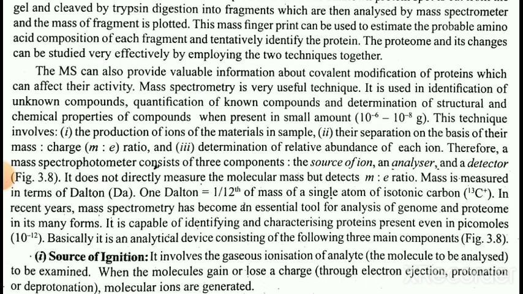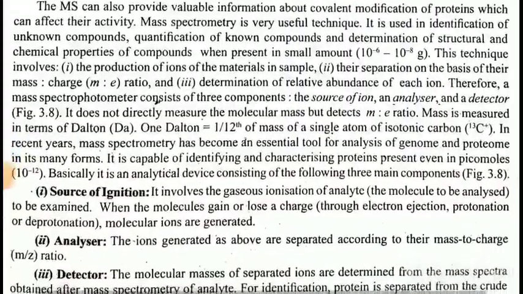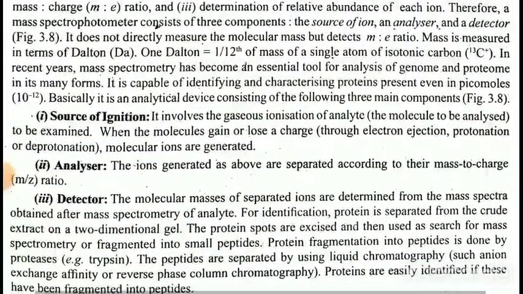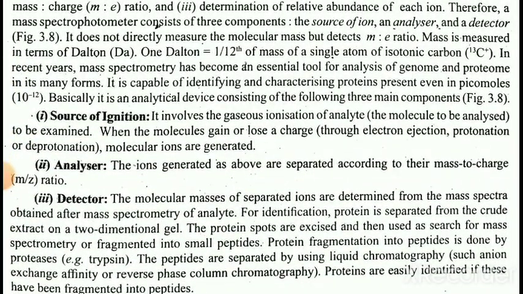Therefore, a mass spectrometer consists of three components: the source of ion, analyzer, and a detector. Figure 3.8. It does not directly measure the molecular mass but detects the m/z ratio. Mass is measured in terms of Dalton, Da. 1 Dalton is equal to 1/12th of the mass of a single atom of isotopic carbon-12. In recent years, mass spectrometry has become an essential tool for analysis of genome and proteome in its many forms. It is capable of identifying and characterizing proteins present even in picomoles, 10^-12.